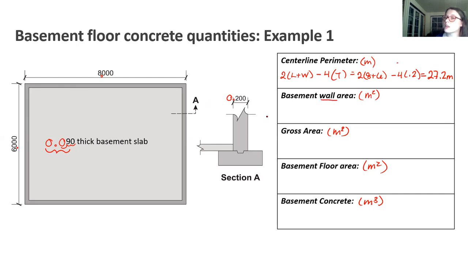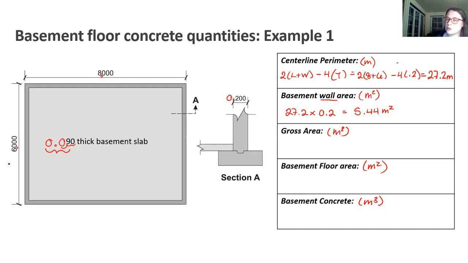The next thing says calculate basement wall area. So we're going to take our centerline perimeter, 27.2. That's the length of the wall times the width of the wall, which is 0.2. So 27.2 times 0.2 gives me 5.44 meters squared. Surprising how many square meters, like how large an area the walls would take if you could squish them all together.